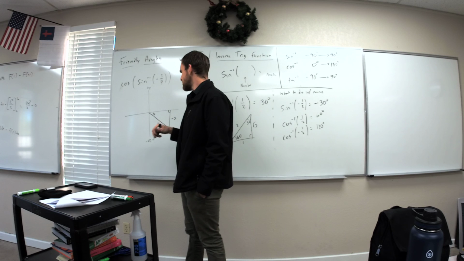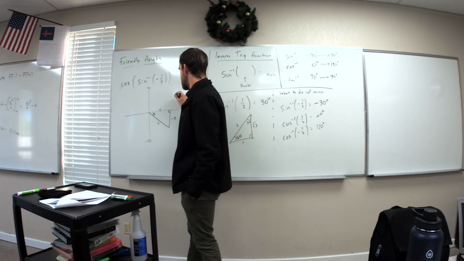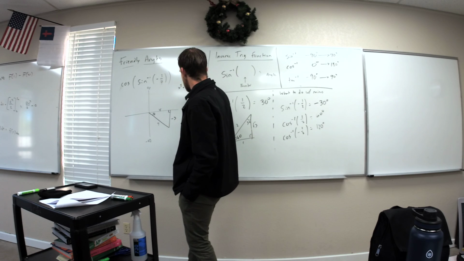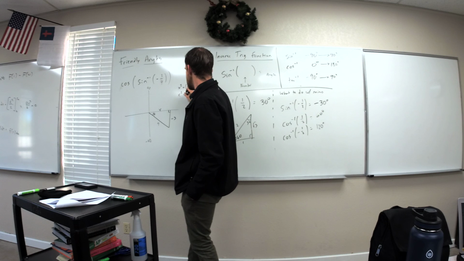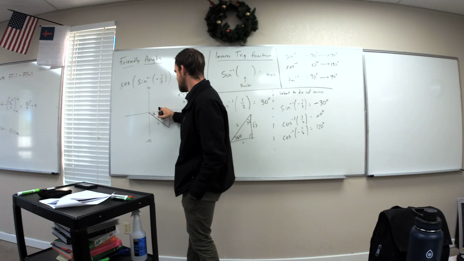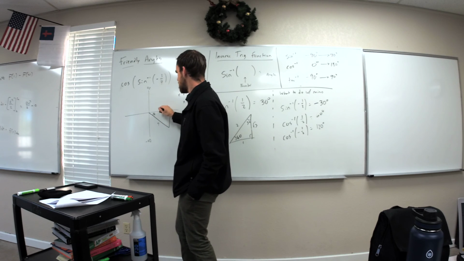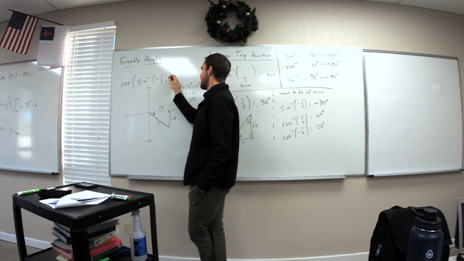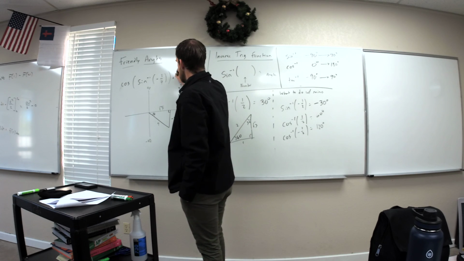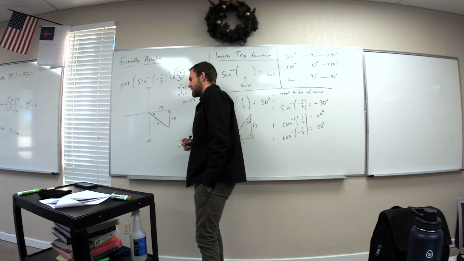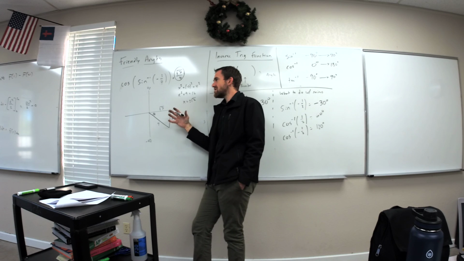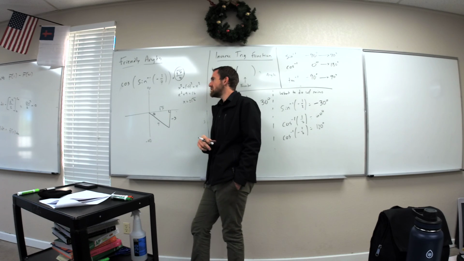So what's the adjacent side? X. We don't know. So we have to do the Pythagorean theorem. So x squared plus 9 is 16. X equals the square root of 7. So that's the square root of 7. So what's cosine of that? Square root of 7 over 4. If you plug that into your calculator, you're not going to get an exact answer. Okay, so draw the sketch, draw the triangle, and then go from there.